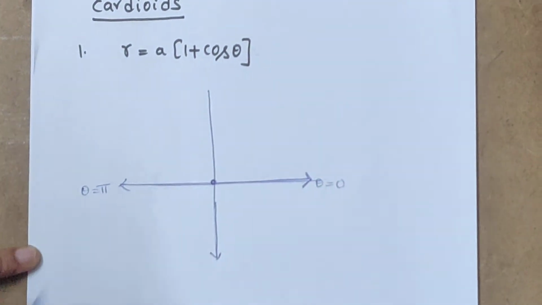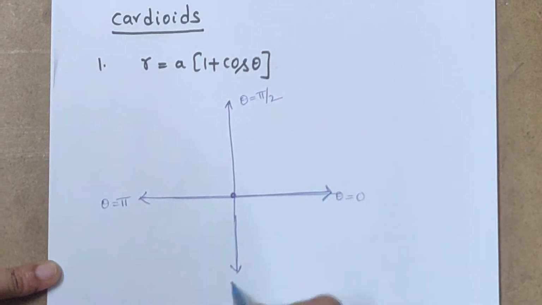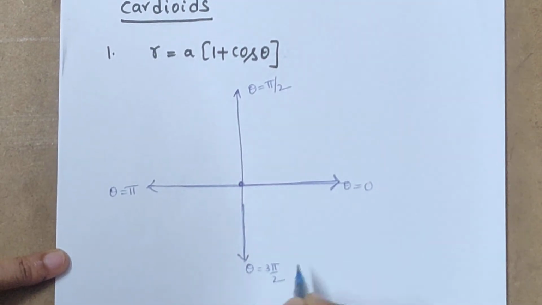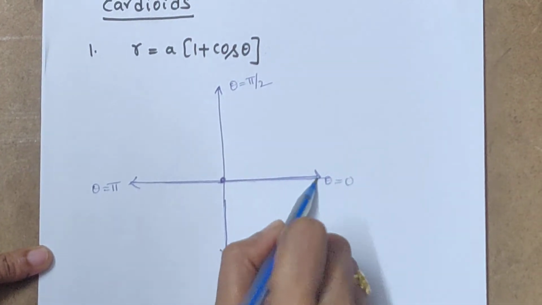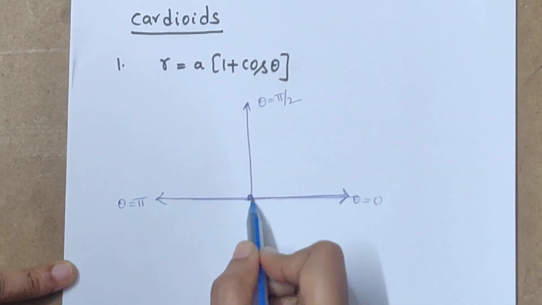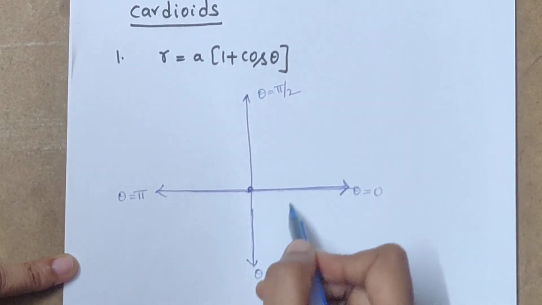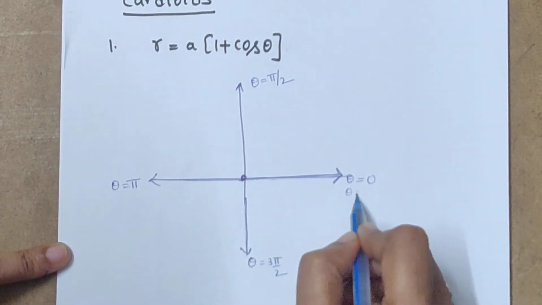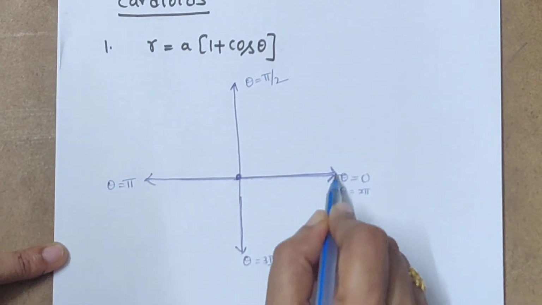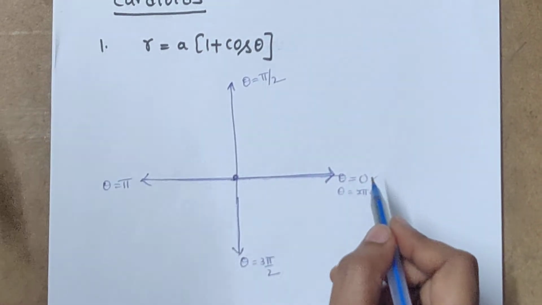This is theta equal to pi by 2. Positive y-axis is theta pi by 2 and negative y-axis is theta equal to 3 pi by 2. Positive x-axis is theta 0. These are the radius vectors. Theta means rotation. If you complete one rotation, theta equal to 2 pi. Theta 0, pi by 2, pi, 3 pi by 2 and theta equal to 2 pi. That's why theta equal to 2 pi coincides with theta equal to 0.